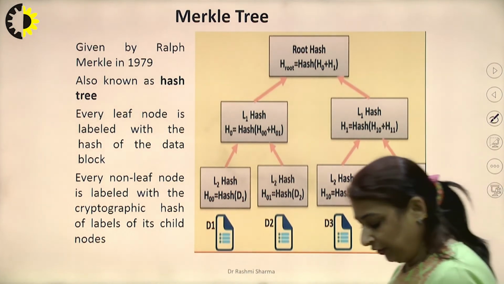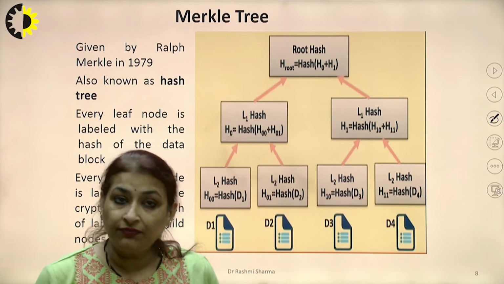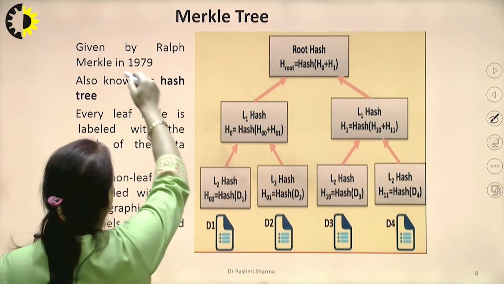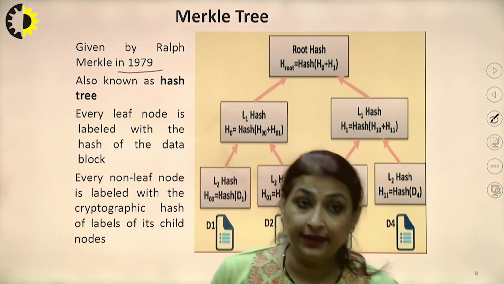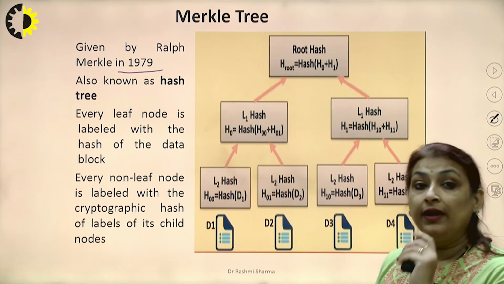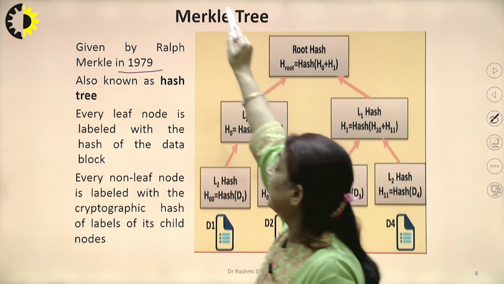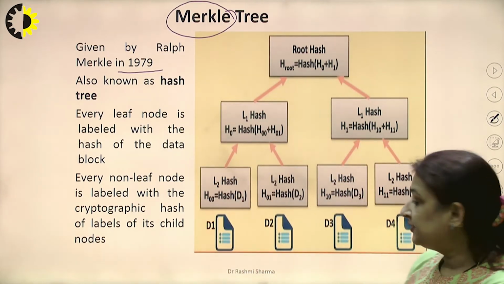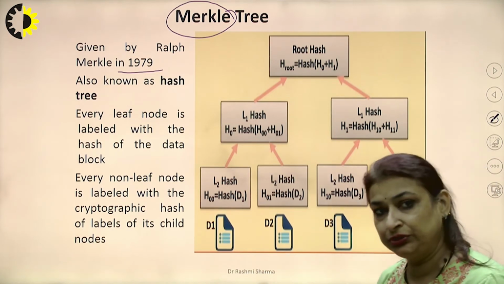So while we are having this particular thing in the blockchain, this was first of all used in cryptography, and it was used in 1979 by Ralph Merkle. He gave a tree which was known as a hash tree or a Merkle tree. Okay, so what does this tree have? We will first consider this particular diagram, and then we will come to all the descriptions of it.